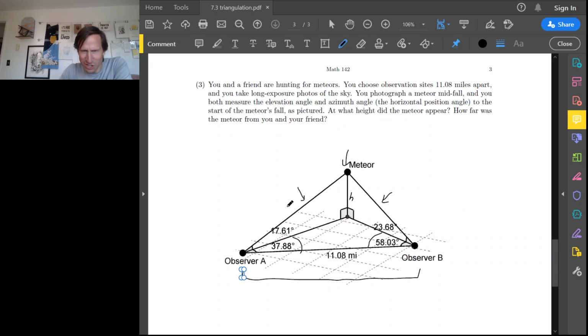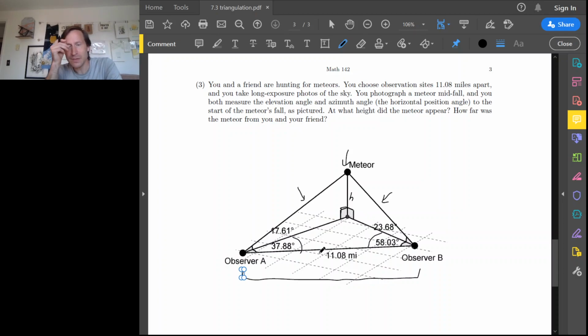All right, so if you look carefully at this situation, there are 3 triangles. There's a vertical right triangle right here between the observer, the meteor, and the spot on the ground that the meteor is over. So that's one of our triangles, and it is a right triangle. There's this second right triangle on the right, and that's the meteor, observer B, and the spot on the ground that the meteor is over. So that's a right triangle. And then there's a triangle lying on the ground that might not be a right triangle. We don't know for sure. That's the triangle between observer A, observer B, and the spot on the ground that the meteor is over.